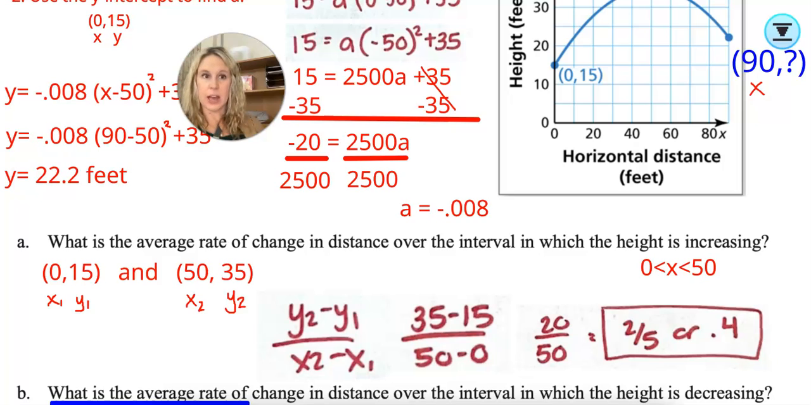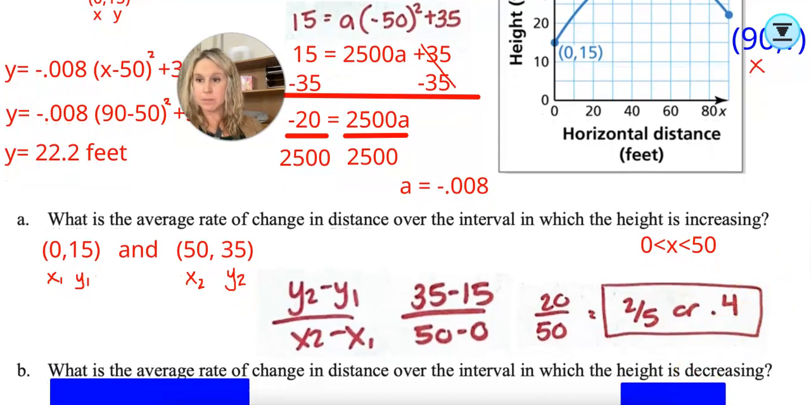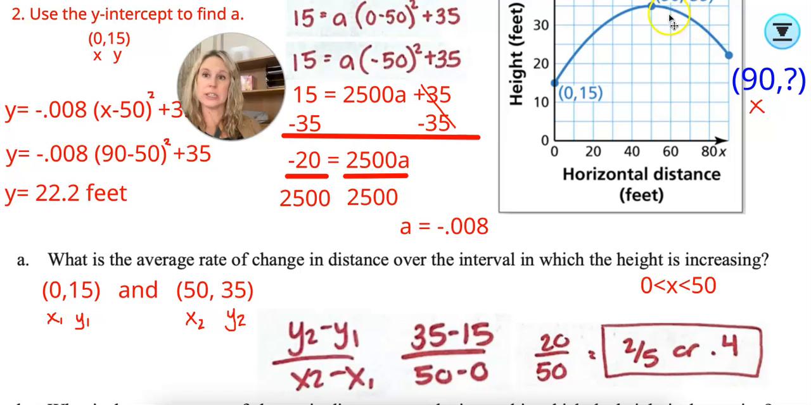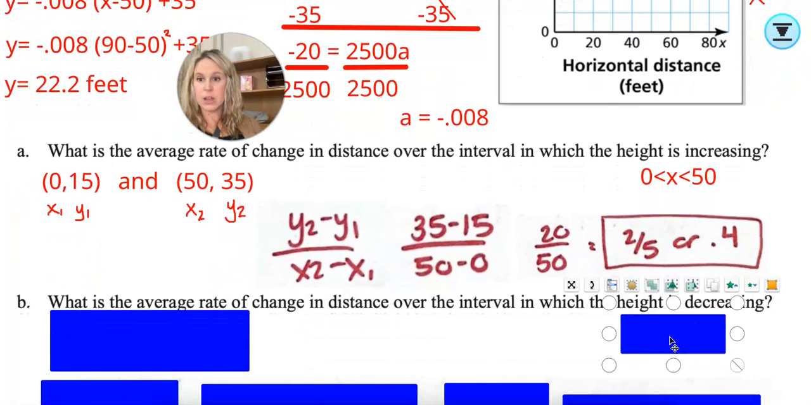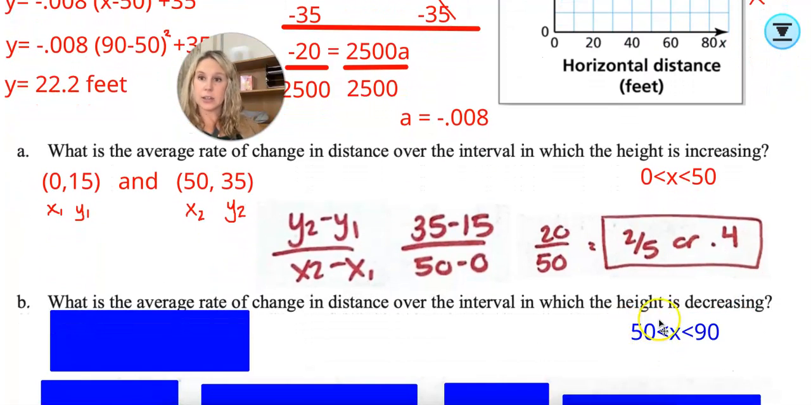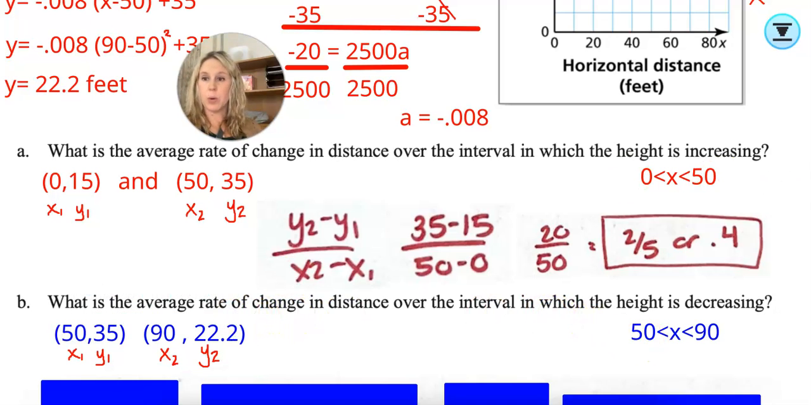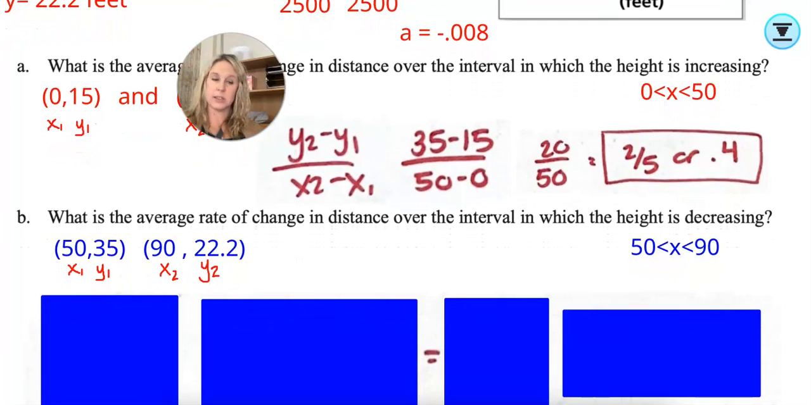So let's talk about the average rate of change for when it is decreasing. So decreasing would mean going down. My graph is decreasing from the vertex all the way until this net that our cannonball person hit, which we knew was at 90 and then 22.2 feet. So again, it was decreasing starting at the vertex of 50 and then going all the way to 90. That would be the interval, technically. So if I'm looking at 2 points, I'm going to be looking at my points of my vertex, 50, 35, and then the point of my net.